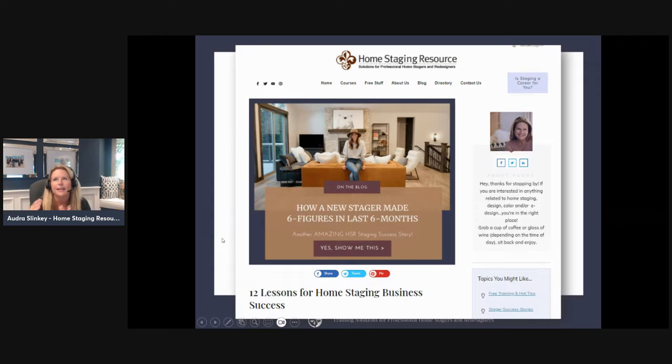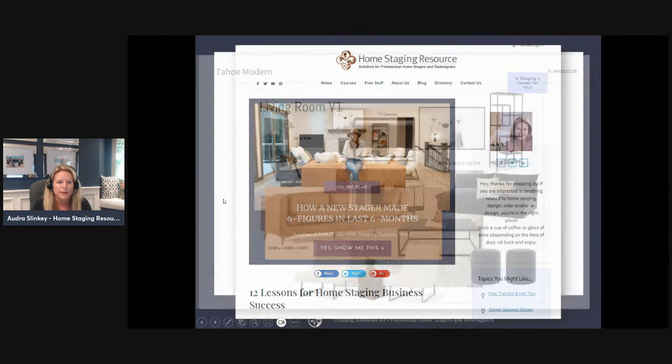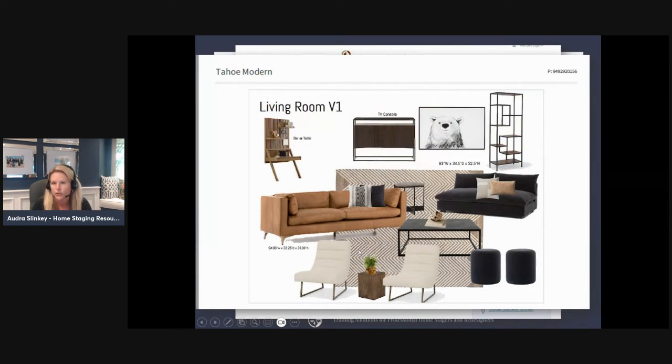But she literally, within 6 months of taking my staging and design training, was paying herself over six figures, specializing in Airbnb and second vacation homes, very similar. And obviously, you may recognize this. Of course, it's a Design Files board.